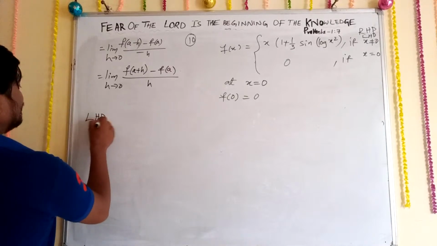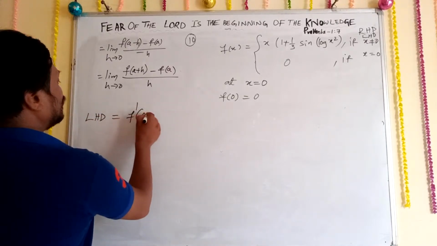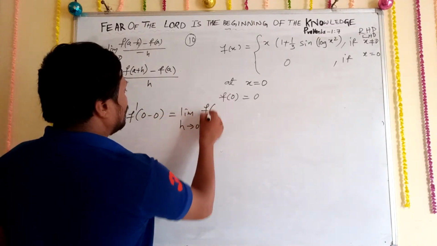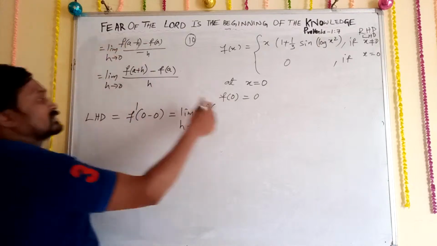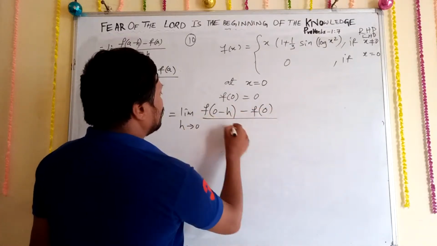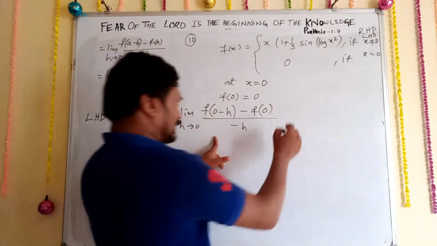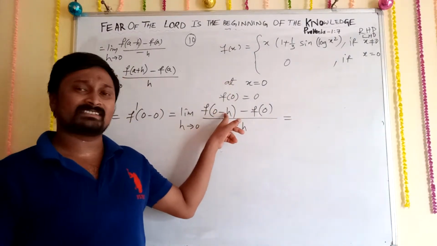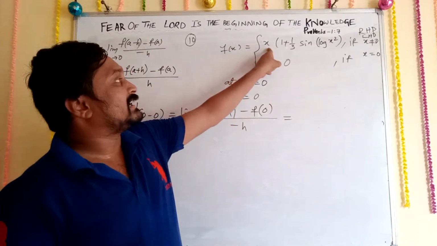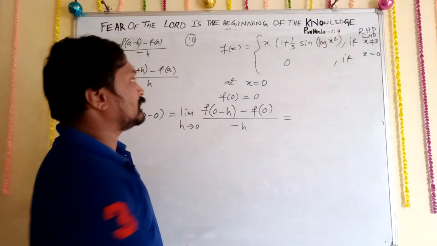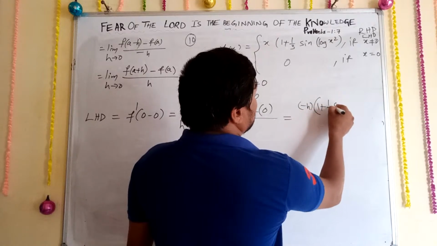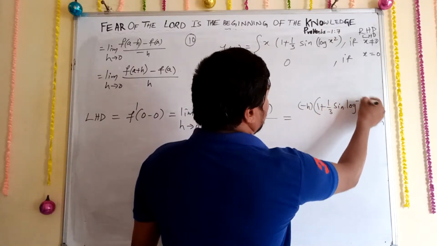So LHD is equal to f dash of 0 minus 0, which is equal to limit h tends to 0 of f of a minus h, a means here 0. So 0 minus h minus f of 0 upon minus h. This is our formula. Now in the function, 0 minus h means f of minus h. So wherever x is there, I need to substitute minus h. So now I am going to substitute x as minus h into 1 plus 1 upon 3 sine log minus h whole square.